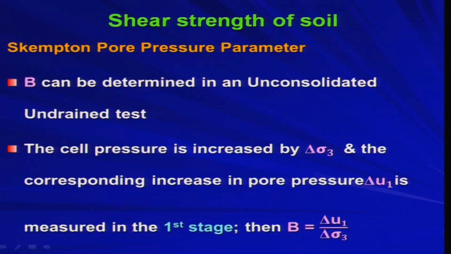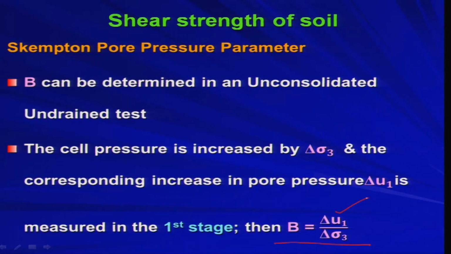Now, B can be determined in an unconsolidated undrained test. The cell pressure is increased by delta sigma 3 and the corresponding increase in pore pressure, delta U1, is measured in the first stage. Then B is given by this. That means you measure delta U1.